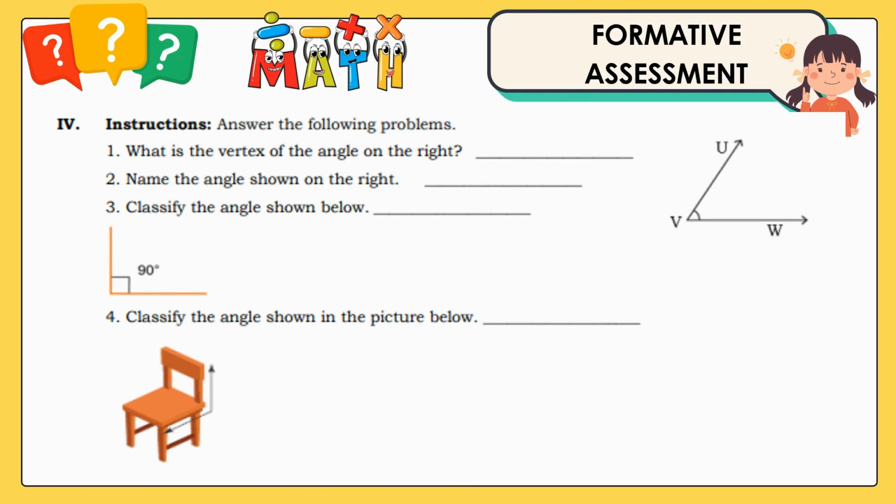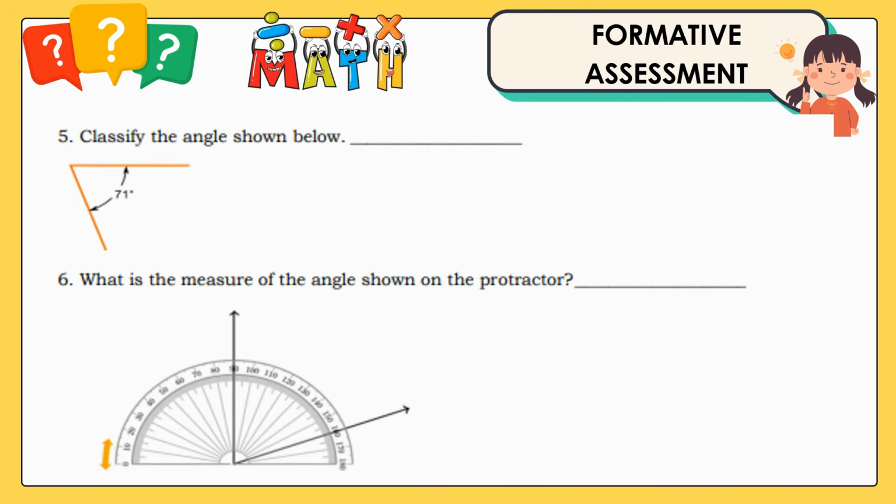Next part is this one. Instructions: answer the following problems. Number 1, what is the vertex of the angle on the right? Number 2, name the angle shown on the right. Number 3, classify the angle shown below. And number 4, classify the angle shown in the picture below. Good luck, kids! Number 5, classify the angle shown below. Number 6, what is the measure of the angle shown on the protractor?